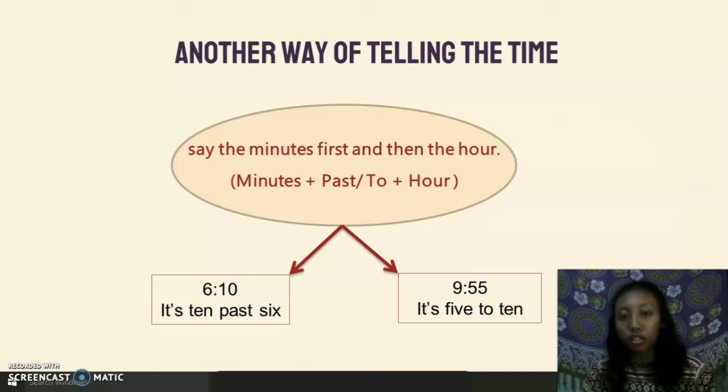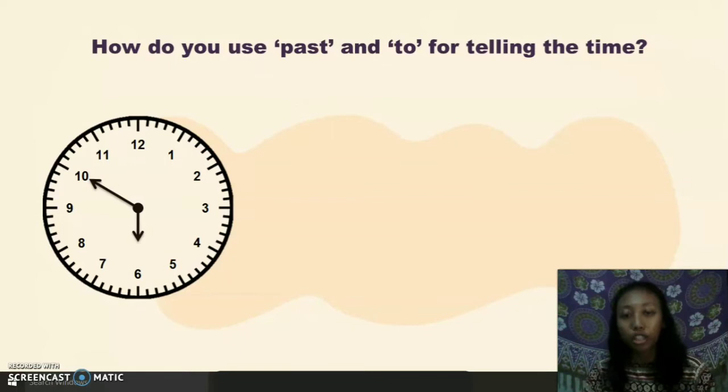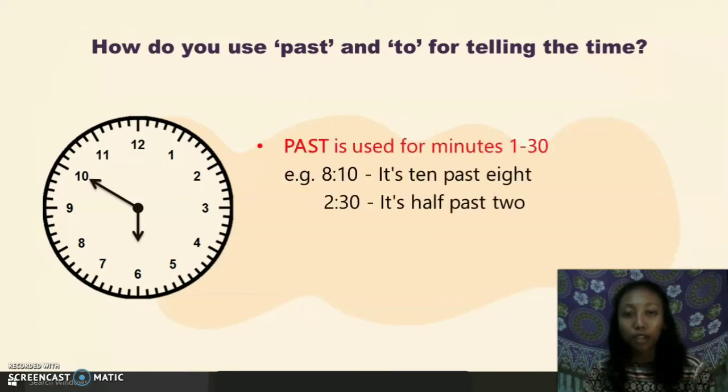Are you still confused about how to use past and to? Okay, now let's take a look at the explanation. Past is used for minutes 1 until 30. Past in bahasa means lebih. Now let's take a look at the example. It's 10 past 8. It means 10 minutes past 8 o'clock. And the second example, it's half past 2. It means it's 30 minutes past 2 o'clock.